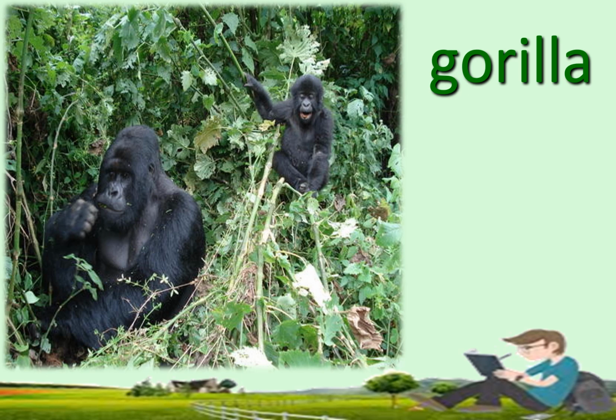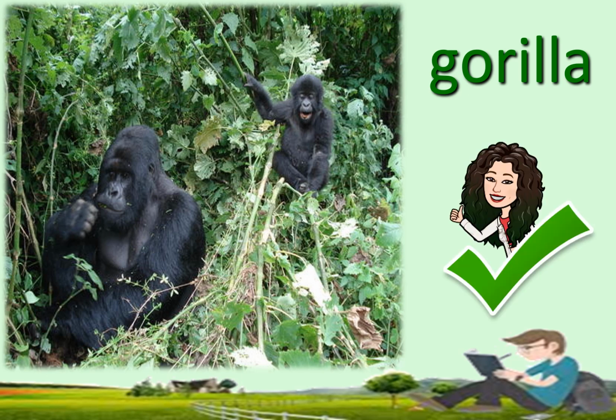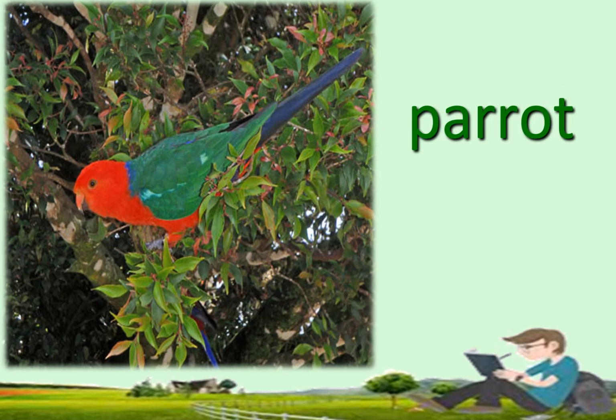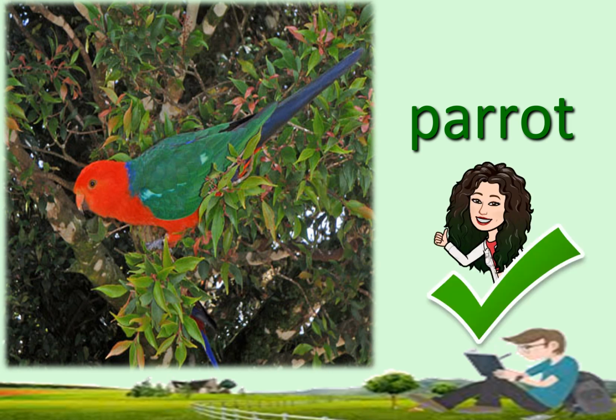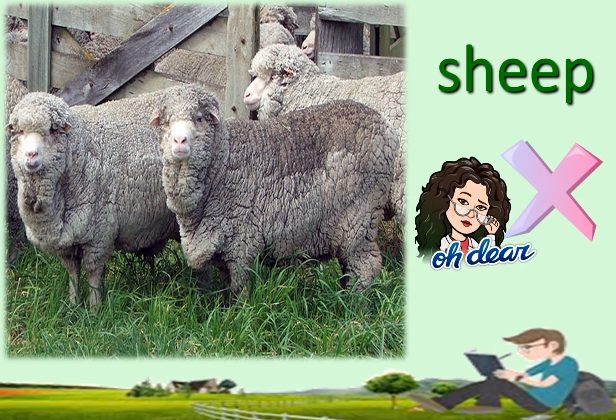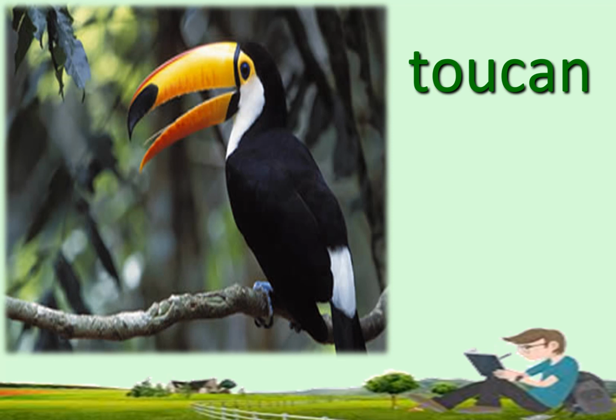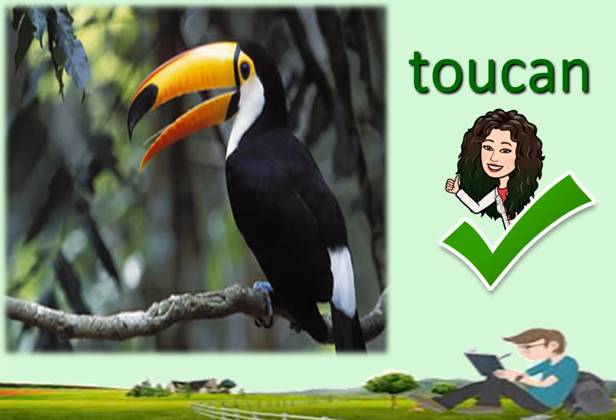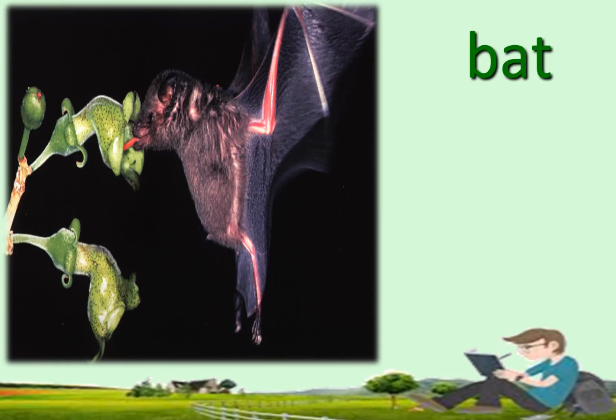Gorilla. Correct. It is a rainforest animal. Parrot. Check. Rainforest animal. How about this one? Sheep. Oh dear, this is not a rainforest animal. Toucan. Correct. This is a rainforest animal.